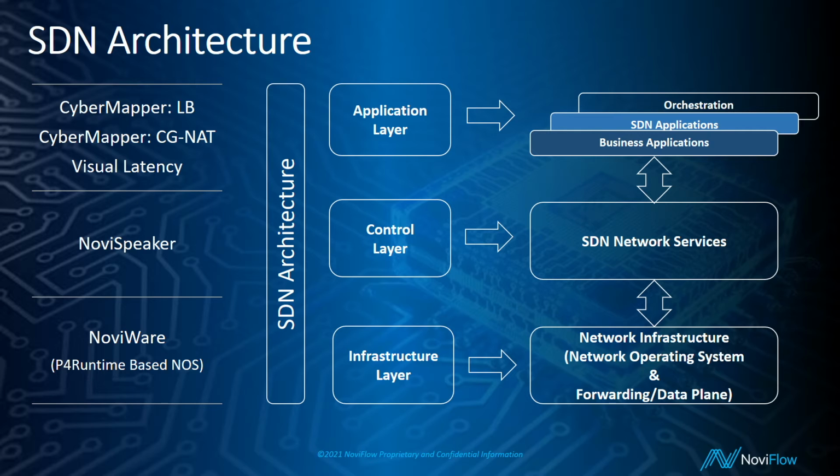So if you see NoviFlow, you'll find we have products at every level of this SDN stack. We have this NoviWare, which is the P4 runtime based network operating system. That's at the data plane or infrastructure layer. And then we have this NoviSpeaker, which is a P4 based controller, and it plays the role of the controller. It sits at the control plane, of course. And then we have different SDN applications at the application layer, like CyberMapper and visual latency.